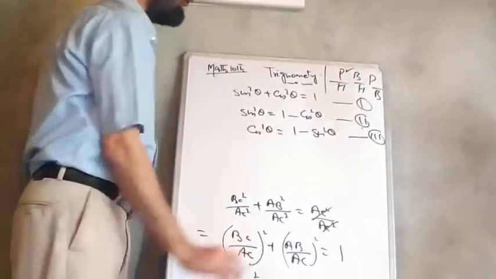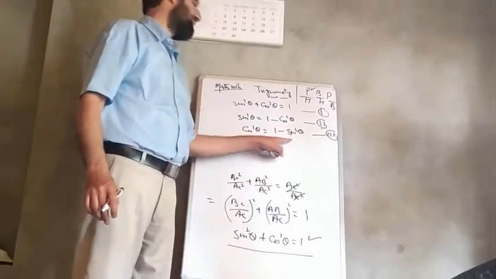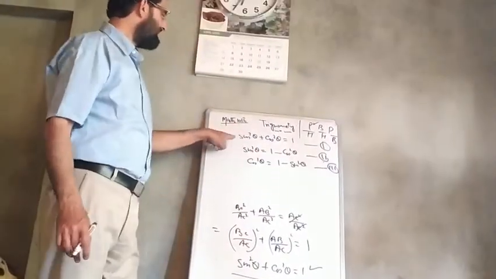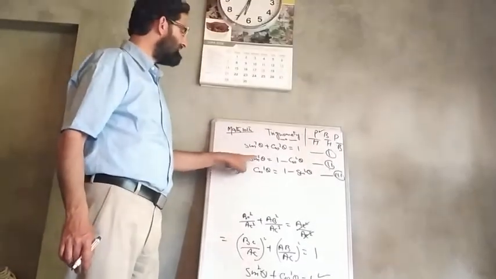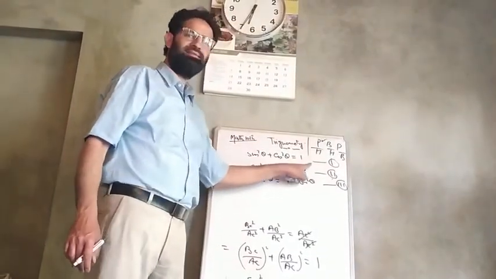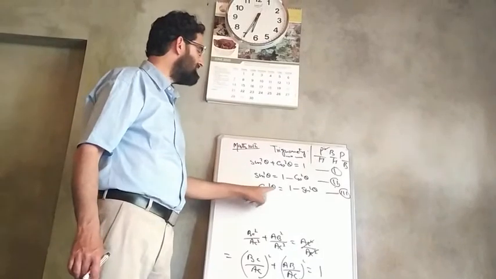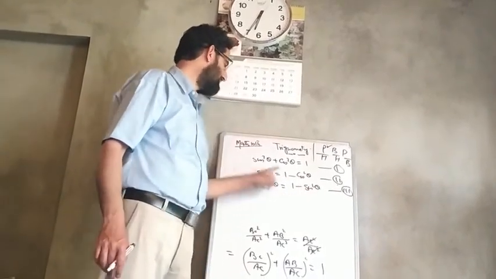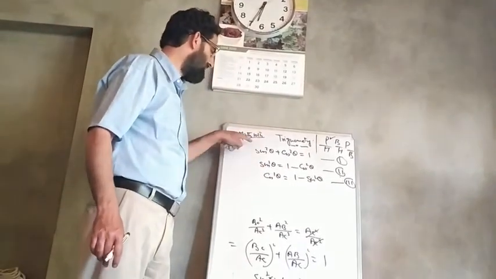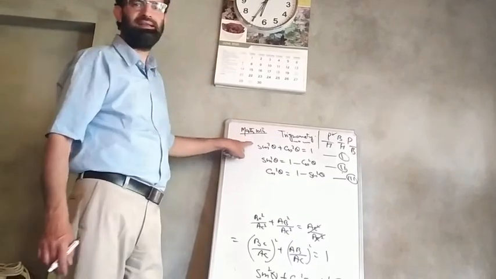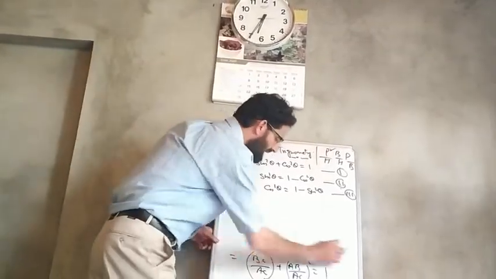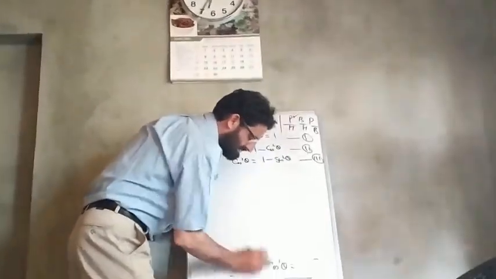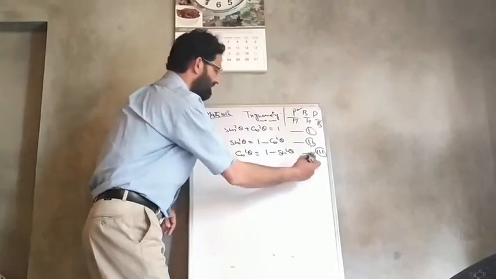This again, cos square theta is 1 minus sine square. So you will remember this. Sine square theta plus cos square theta is equal to 1. Sine square is equivalent to 1 minus cos square theta, and cos square theta is equal to 1 minus sine square theta. These identities have been derived from this first identity. That's why it's called a fundamental identity. Now all other identities were also derived from this basic identity.